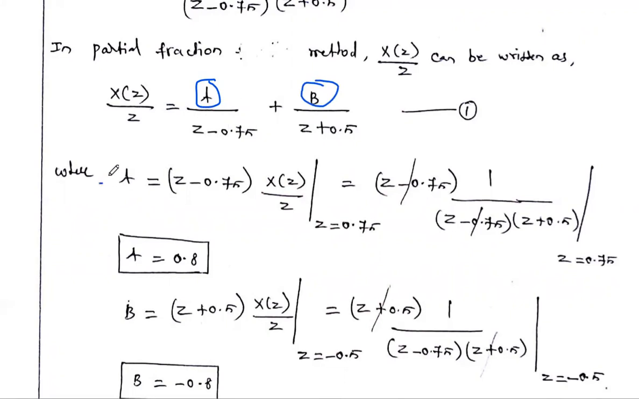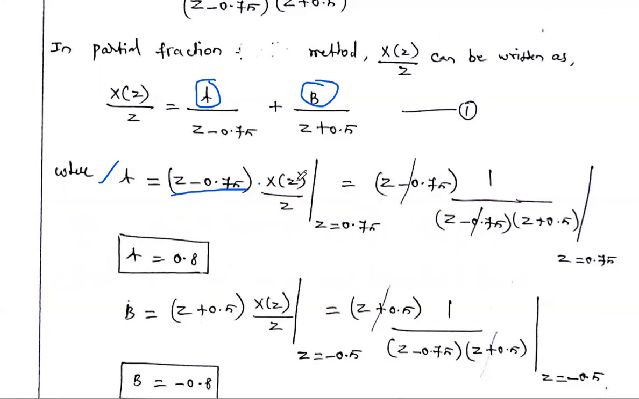So the procedure in order to find the partial fraction coefficient. How to calculate A? A is nothing but the term under A. What is the term under A? z minus 0.75. That z minus 0.75 is multiplied with the total left-sided function. What is the total left-sided function? X of z divided by z, at the condition of the first pole. What is the root of this z minus 0.75? z is equal to 0.75. So at the condition of z equal to 0.75.